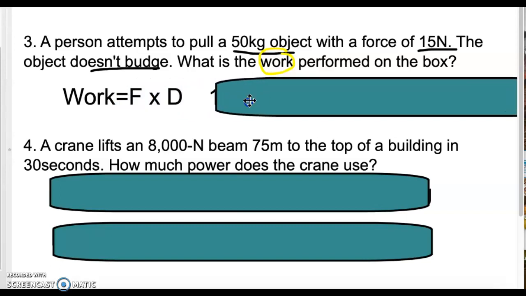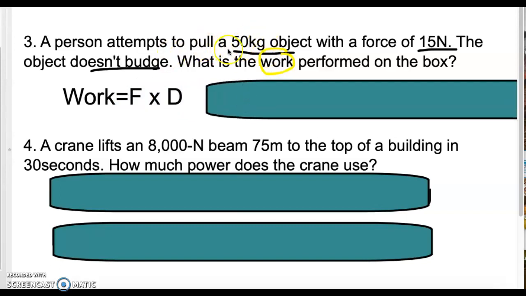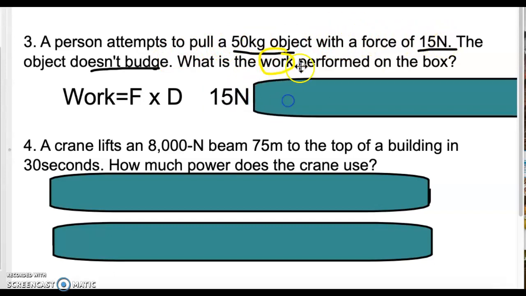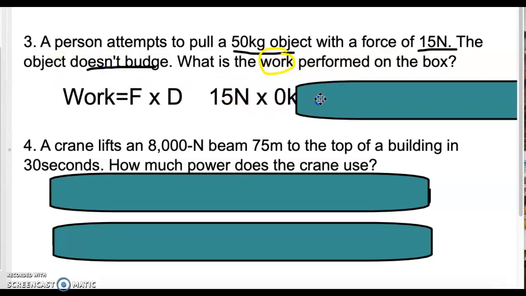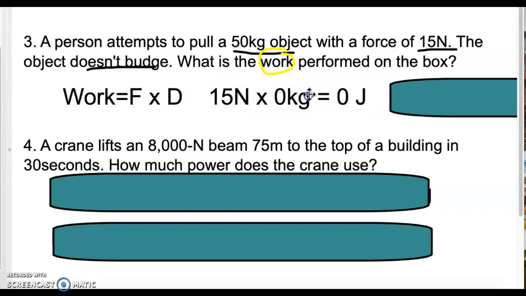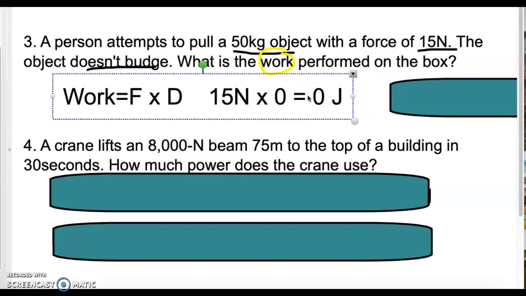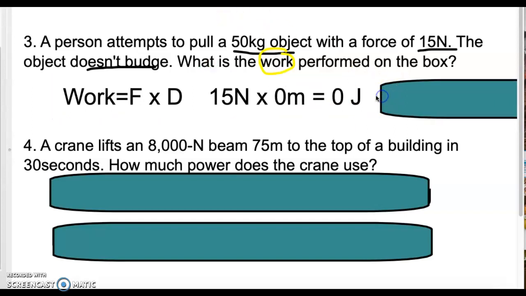All right, so what is our force unit? Well, it says with the force of 15 newtons. Now, what is our distance unit? Well, it says the object didn't budge. So there is no distance, so that would be 0. And that means that it was 0 joules, which means there was no work. Nothing happened. It didn't move. So there's no work on it. That was kind of a trick question.